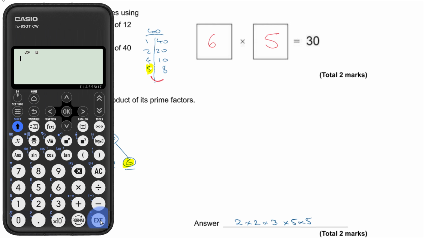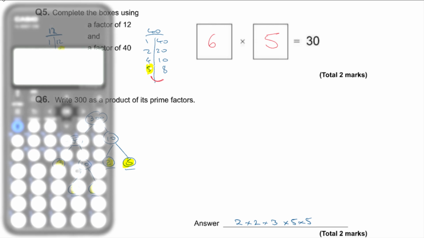But if you've got the newer Casio, which I have here, then you would go down and hit the format key and then go down the list and pick out the product of prime factors button, which is this one, and then it will write the number as a product of primes, and it's written down 2 squared times 3 times 5 squared. Now that's the index form.